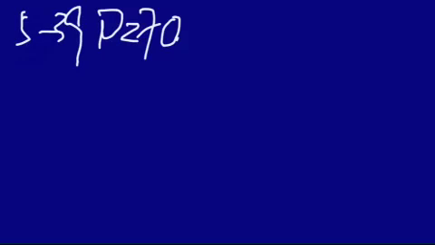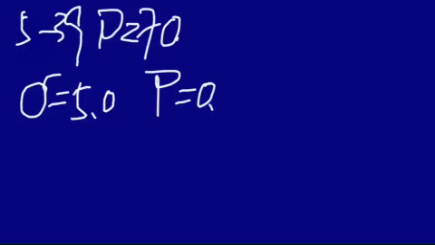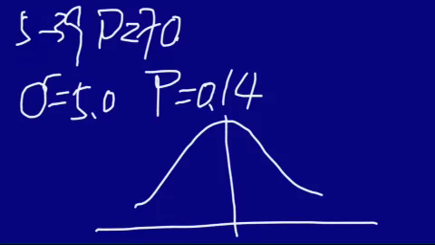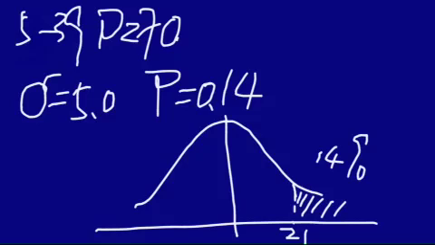In this question, we know the population standard deviation is 5, and the probability that an observation selected at random exceeds 21 is 0.14. When we visualize it, that means there is a random number here, 21, and above this number there should be 14% of the probability.